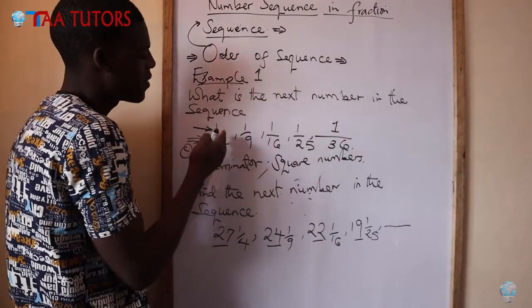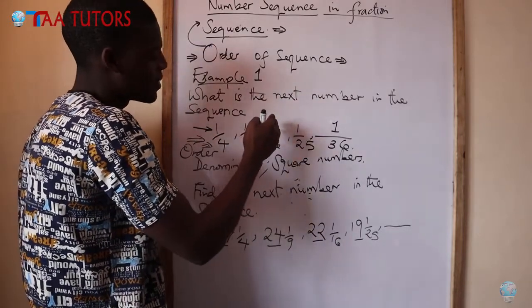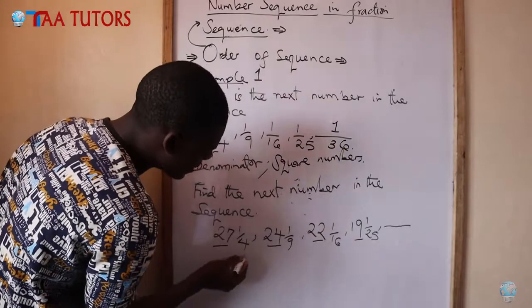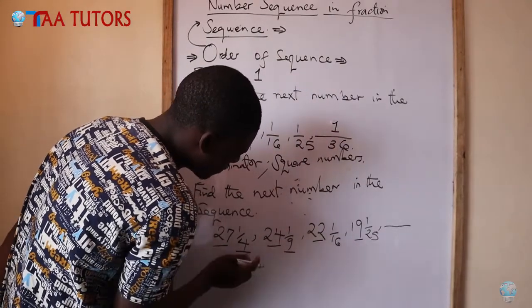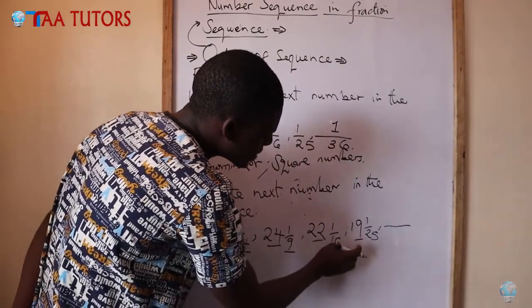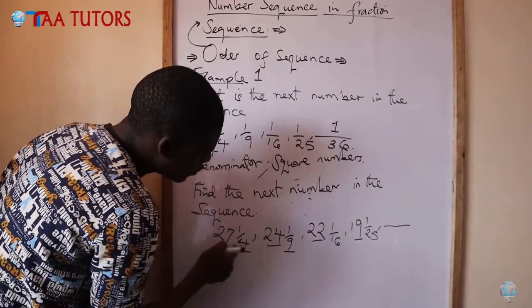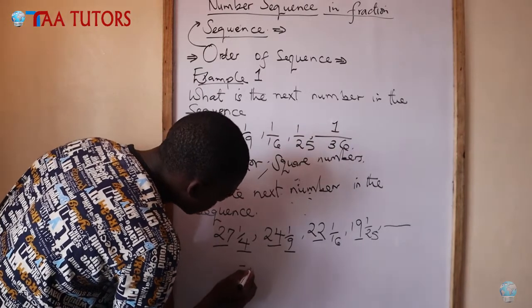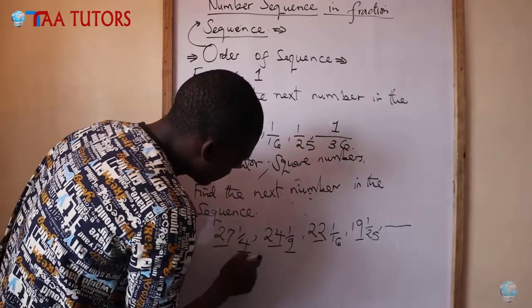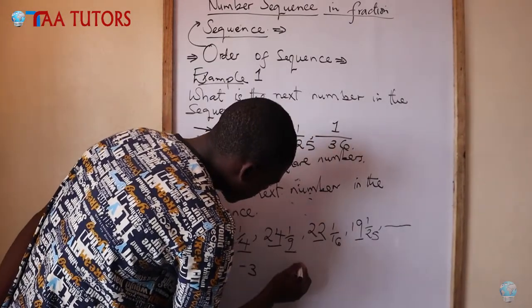The fractions we are given are like in the first sequence, where we have a quarter, 1 over 9, 1 over 16, 1 over 25. That is the repeating pattern here. We have 1 over 4, 1 over 9, 1 over 16, 1 over 25. But for the whole numbers, from 27 to 24, we are subtracting 3. Then 24 to 22, we are subtracting 2.